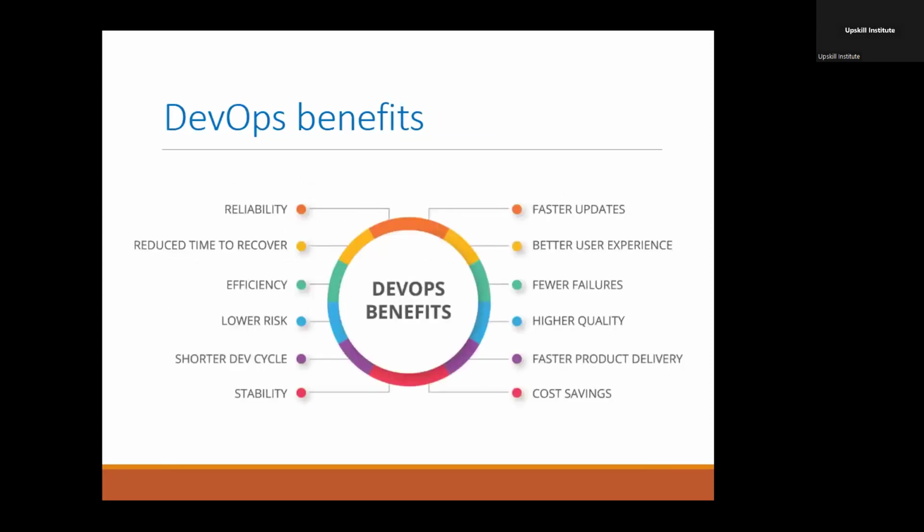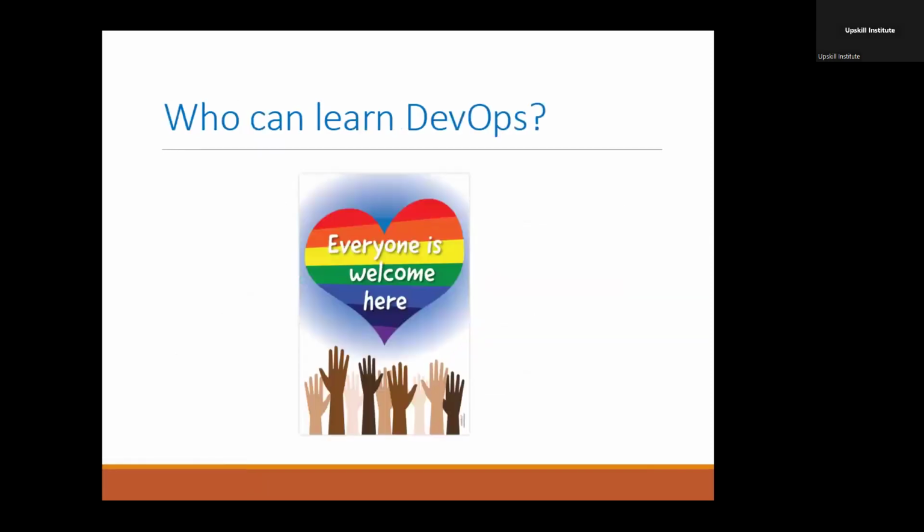So let's understand the benefits of having a DevOps team in any software industry. Now all software companies, or software development companies, have started to build their DevOps teams. So what are the advantages or benefits? The first one is reliability. Second is reduced time to recover, efficiency, lower risk, shorter development cycle, stability, cost savings, faster product delivery, higher quality, fewer failures, better user experience, and faster updates. So these are the benefits of having a DevOps team in the organization.